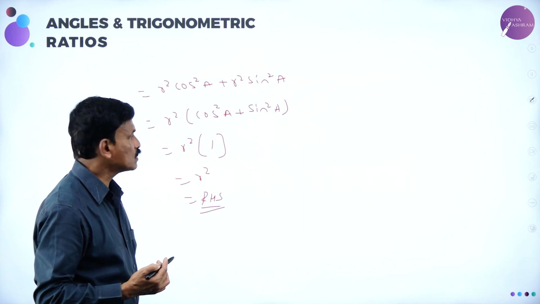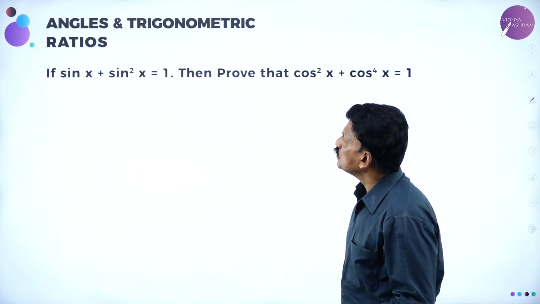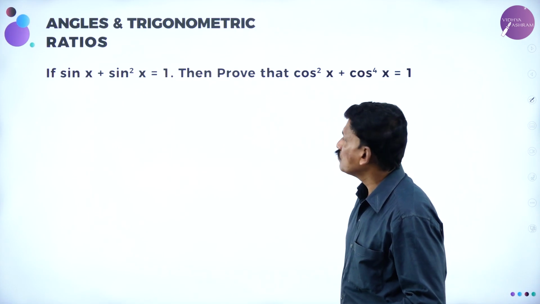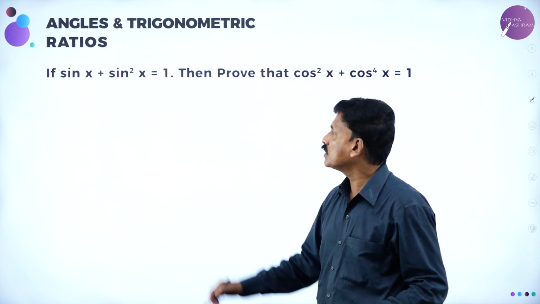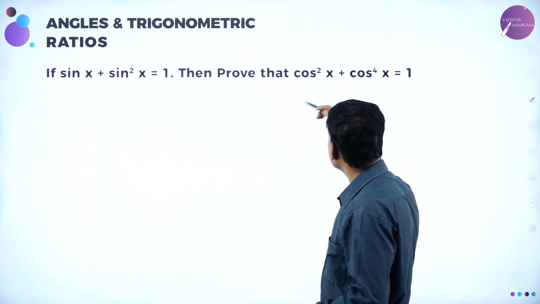Now move on to the next problem. What is the problem given? If sin x plus sin square x is equal to 1, then prove that cos square x plus cos to the power of 4x is equal to 1. So convert this sin x in terms of cos x.